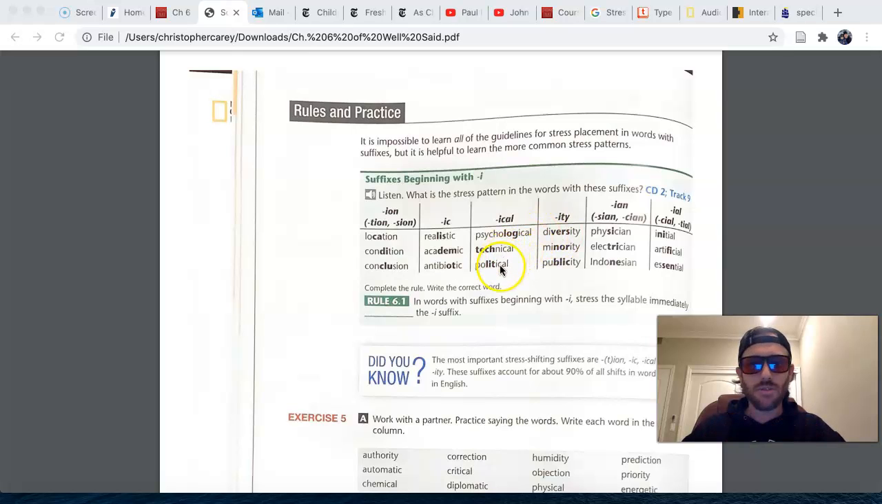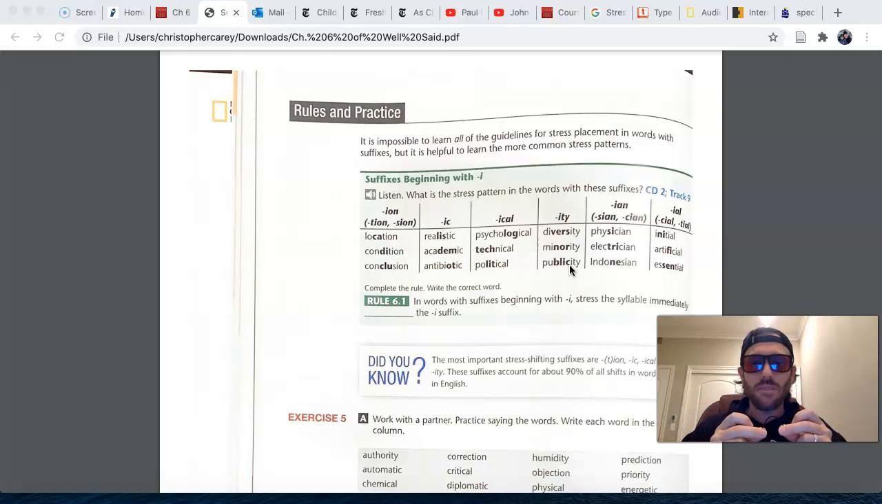Picking up on a pattern? Let's pause here. We're right in the middle. Picking up on a pattern at all? See the stress syllable and the relationship to the suffix, in terms of where the stress syllable is in correspondence with the suffix. See if you can pick up on the rest of these.